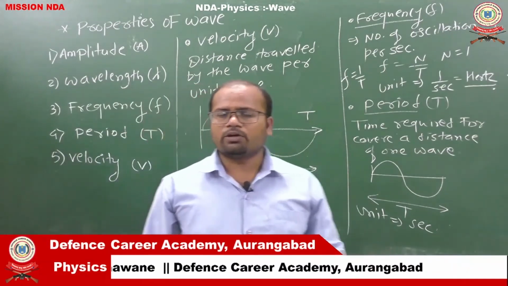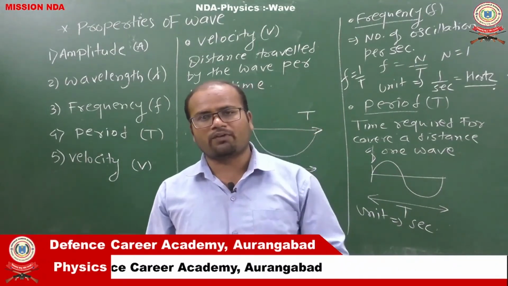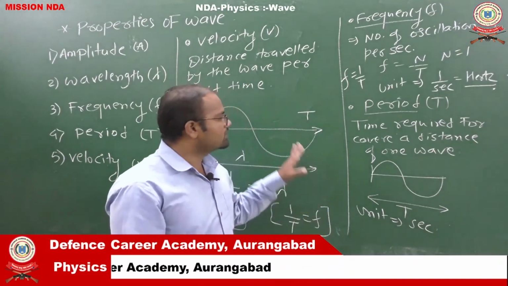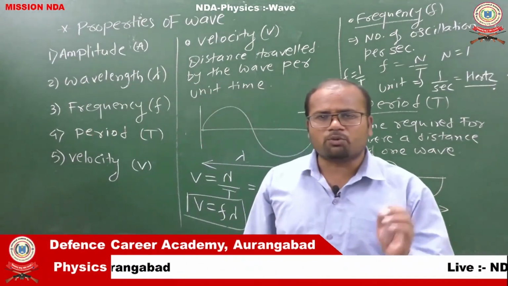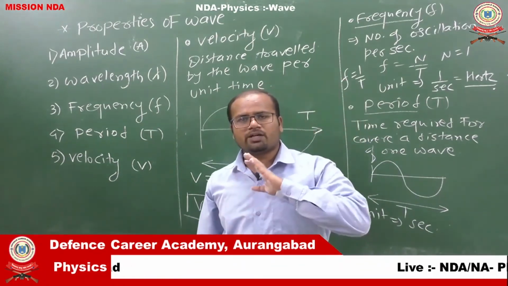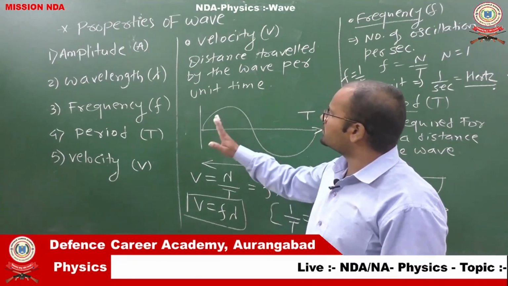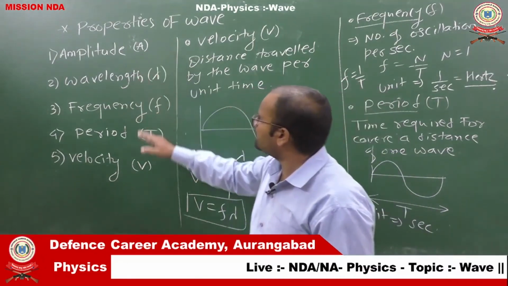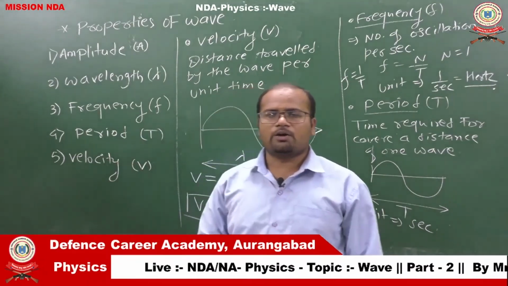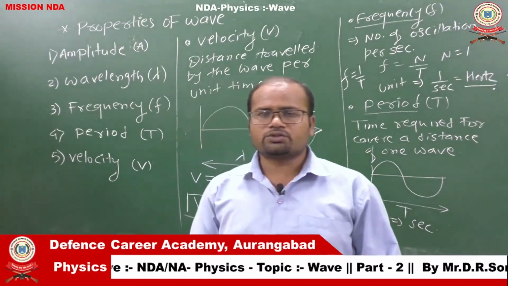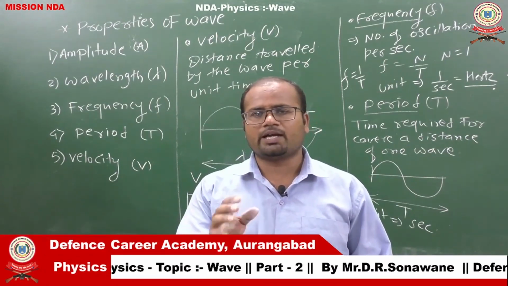If the wave requires less time to travel, it means it has more frequency, right? So these are the 5 properties which are very important. A very small conceptual question, formula based or theory based, may be asked in the NDA examination. So these are the 5 properties: amplitude, wavelength, frequency, period and velocity. I hope you understood all the 5 properties and you will get benefit in the NDA examination.